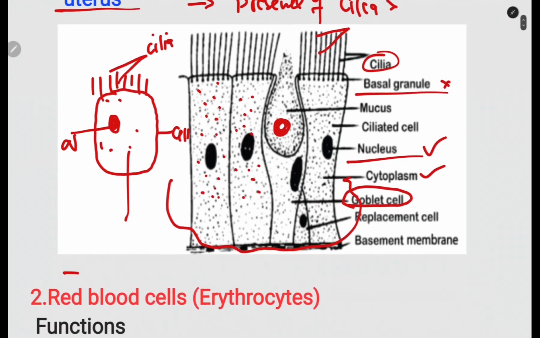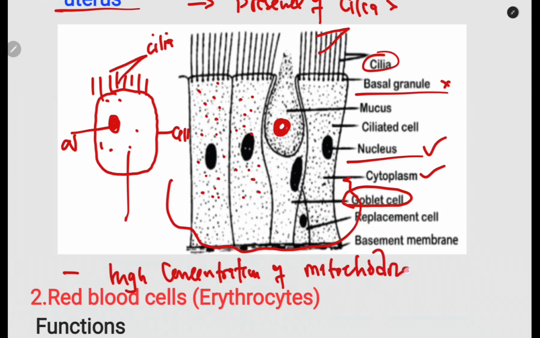So I can say high concentration of mitochondria, and also add to this, that is in the cytoplasm. So high concentration of mitochondria in the cytoplasm to generate energy for movement of the cilia.